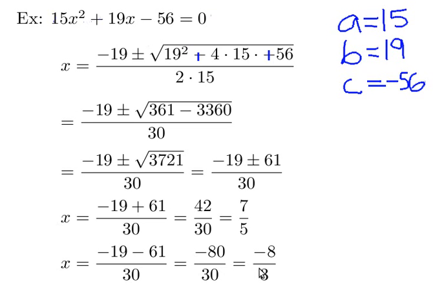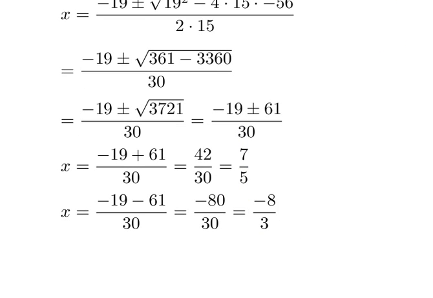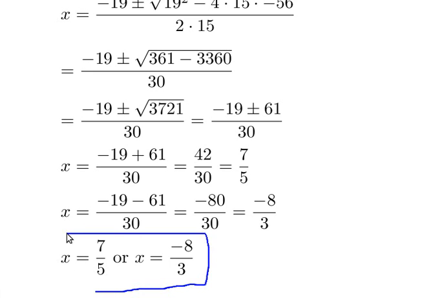So that means that we have that x equals 7/5, or x equals negative 8/3, and I'm going to go ahead and write it on the next line after we clear that. So we'll have x equals 7/5, or x equals negative 8/3. So that is going to be our solution for this problem.